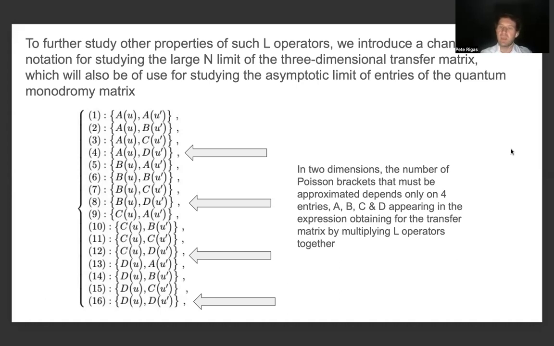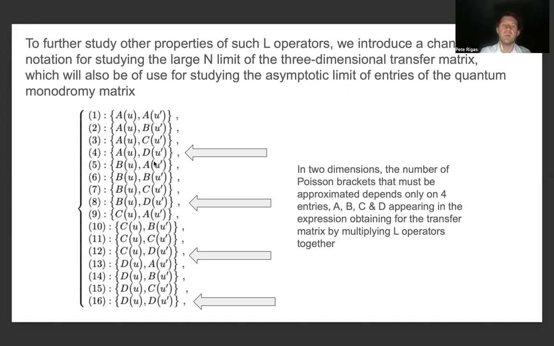As an observation, it's important for us to realize that in 2 dimensions, the number of Poisson brackets that must be approximated depends only on 4 entries A, B, C, and D appearing in the expression obtained from multiplying L operators together repeatedly to form the transfer matrix.